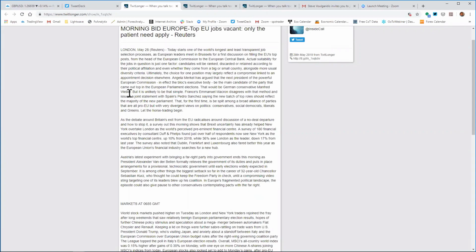As debate around Britain's exit from the EU radicalizes around discussion of a no-deal departure and how to stop it, a survey this morning shows that the Brexit uncertainty has already helped New York overtake London as the world's perceived preeminent financial center. A survey of 180 financial executives by consultant Duff & Phelps found just over half of the respondents now see New York as the world's top financial center, up from 10% in 2018, while 36% see London as the leader, down 17% from last year. The survey also noted that Dublin, Frankfurt, and Luxembourg also fared better this year as the European Union's financial industry searches for a new hub.